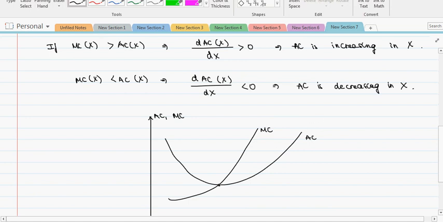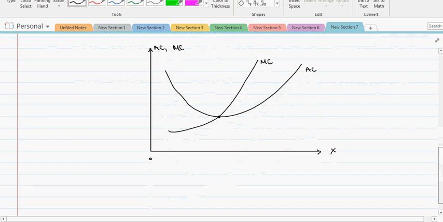Now to the left of this point, where the marginal cost, which is this curve over here, is below the average cost, then we know that the average cost is going to be decreasing, and as you can see, the average cost function is decreasing. So it's decreasing and then increasing, and this is the minimum point of the average cost. One very important property you will have to remember when you draw a diagram is that marginal cost is always cutting through the average cost at the minimum point of the average cost.